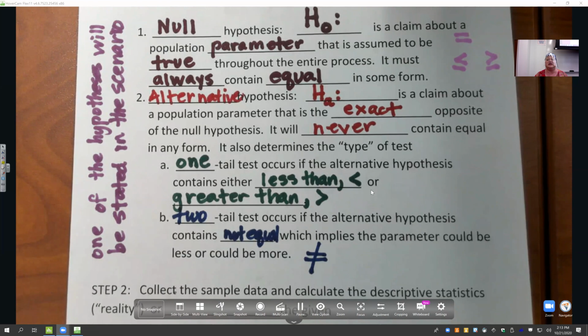Guys, it's all in the phrasing. It's all in the phrasing. And on the PowerPoint related to this topic in D2L for hypothesis testing, there is a slide that has a list of words that can mean equal, or words that can mean less than, or words that can mean greater than, because you're going to have to read carefully to determine which one of those you are given. Once you have determined the one you're given, you can figure out the other one because they're exact opposites of each other.